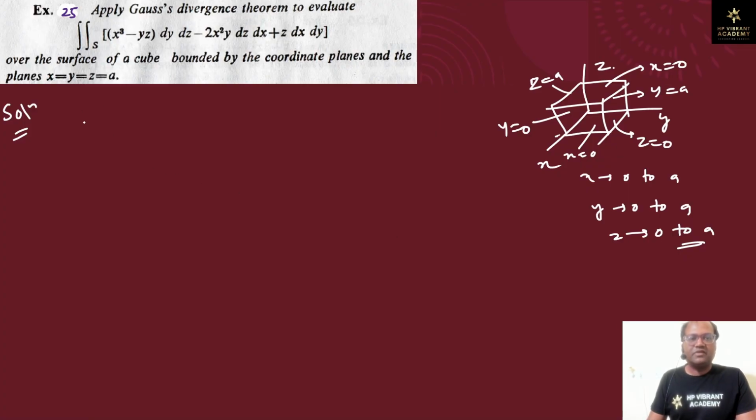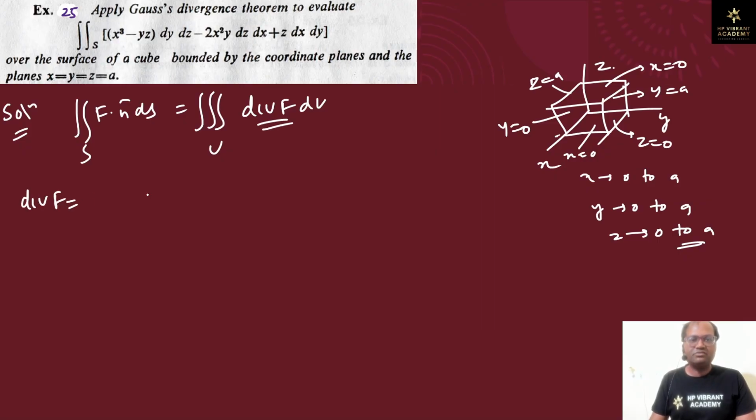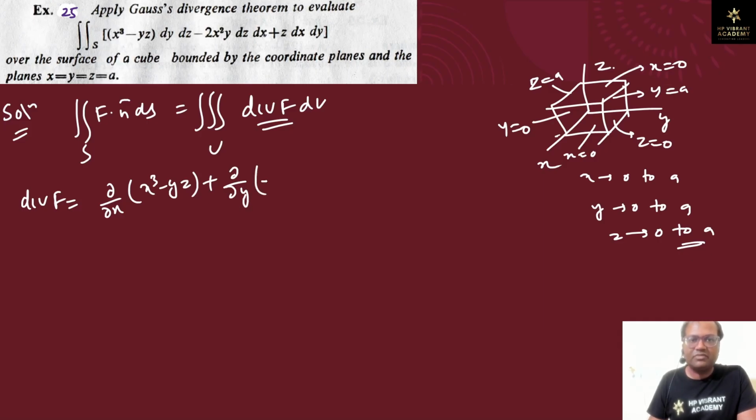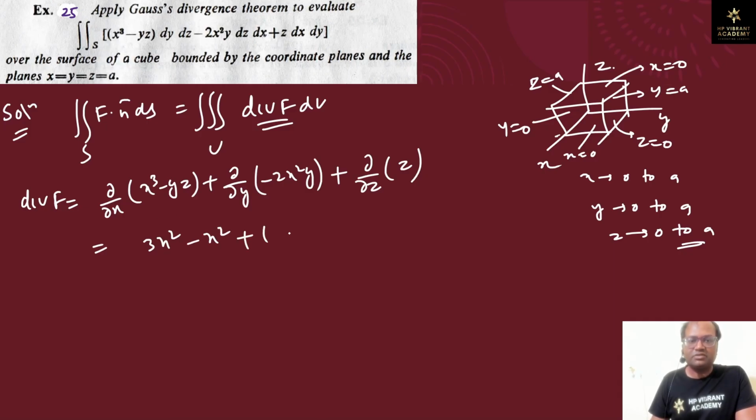So now let us use the expression of the Gauss divergence theorem: the surface integral of f dot n cap ds is equal to the volume integral of divergence of f dv. So we have the divergence of f is equal to del upon del x of x cube minus yz plus del upon del y of minus 2x square y plus del upon del z of z. So this is 3x square, and this is minus x square plus 1. So the divergence of f is x square plus 1.